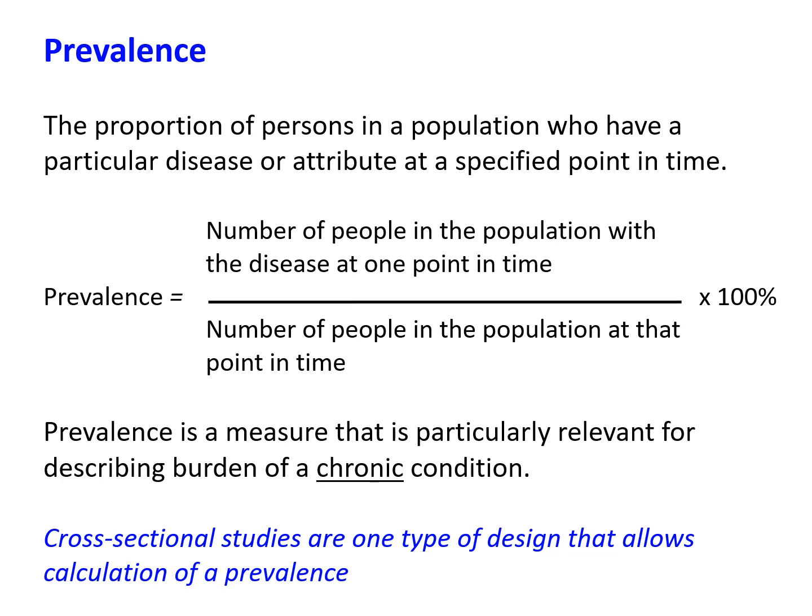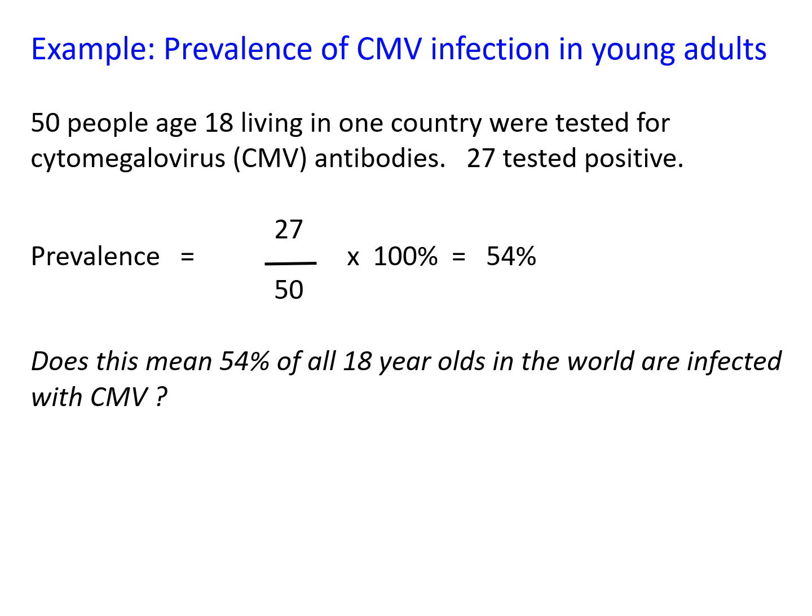Prevalence is a measure that's particularly relevant to describing burden of a chronic condition. Cross-sectional studies, which you've heard about, are one type of design that allows calculation of a prevalence. So let's consider an example. Prevalence of cytomegalovirus infection in young adults. Let's imagine we have 50 people aged 18 living in one country, and they were tested for presence of CMV antibodies, and 27 of them tested positive. So our estimate of the prevalence from that sample would be 27 divided by 50 times 100% gives 54%.